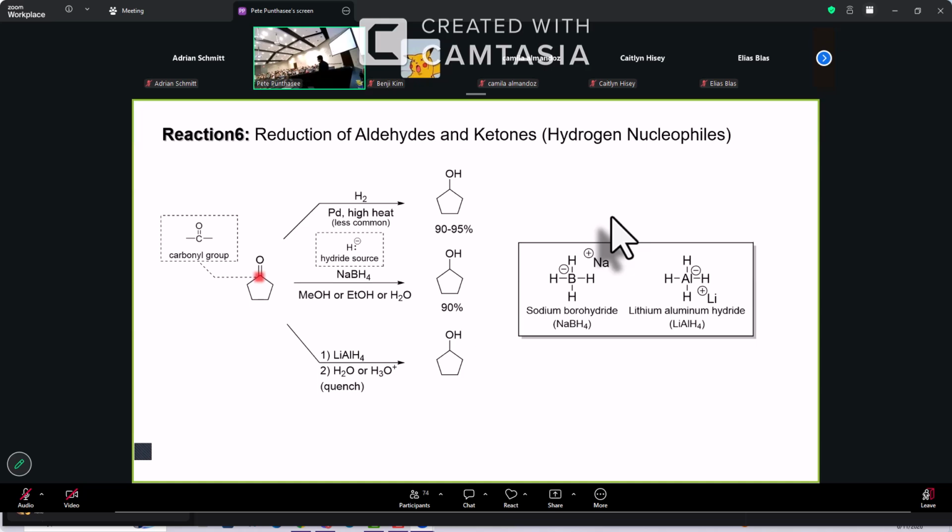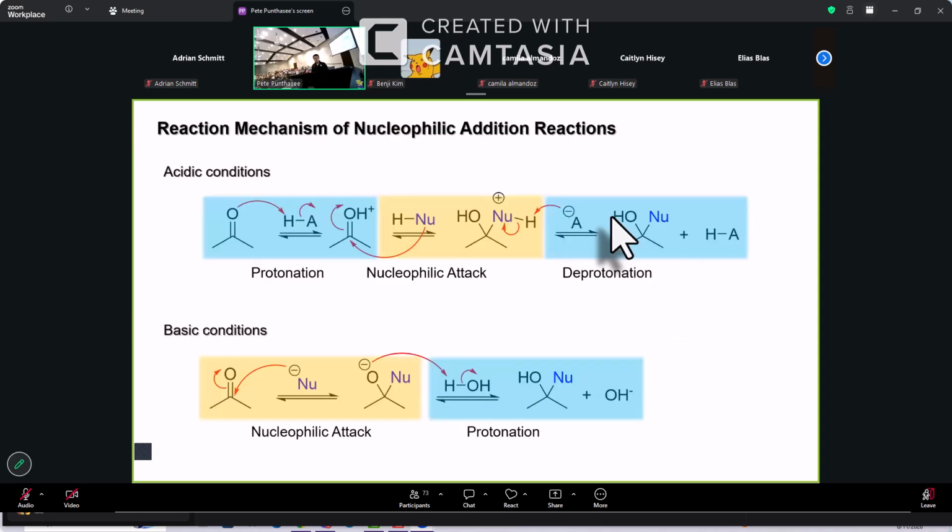Hydride will attack the carbonyl carbon, adding a hydrogen. That's why we call it reduction, adding hydrogens. Hydrogenation is a type of reduction. The second step is a proton source, right there, like water, hydronium ion, or a solvent. Okay, let me skip that.